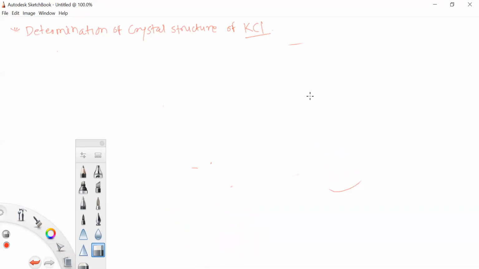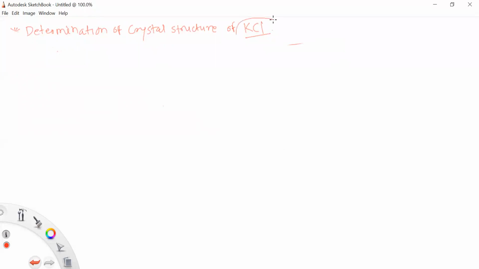We can determine the NaCl crystals with the help of this, right? And now we are going to discuss the second crystal, that is the KCl.